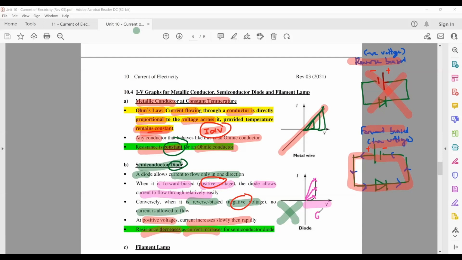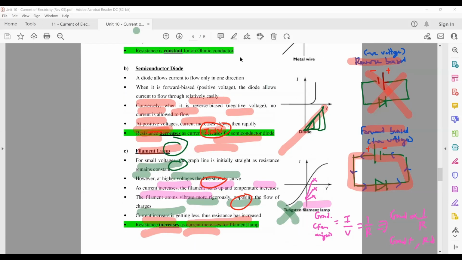Because here you see gradient from origin is I over V, which is 1 over R. So gradient is inversely proportional to R. If your gradient increases, your resistance drops. Okay, so this is one way to look at it.